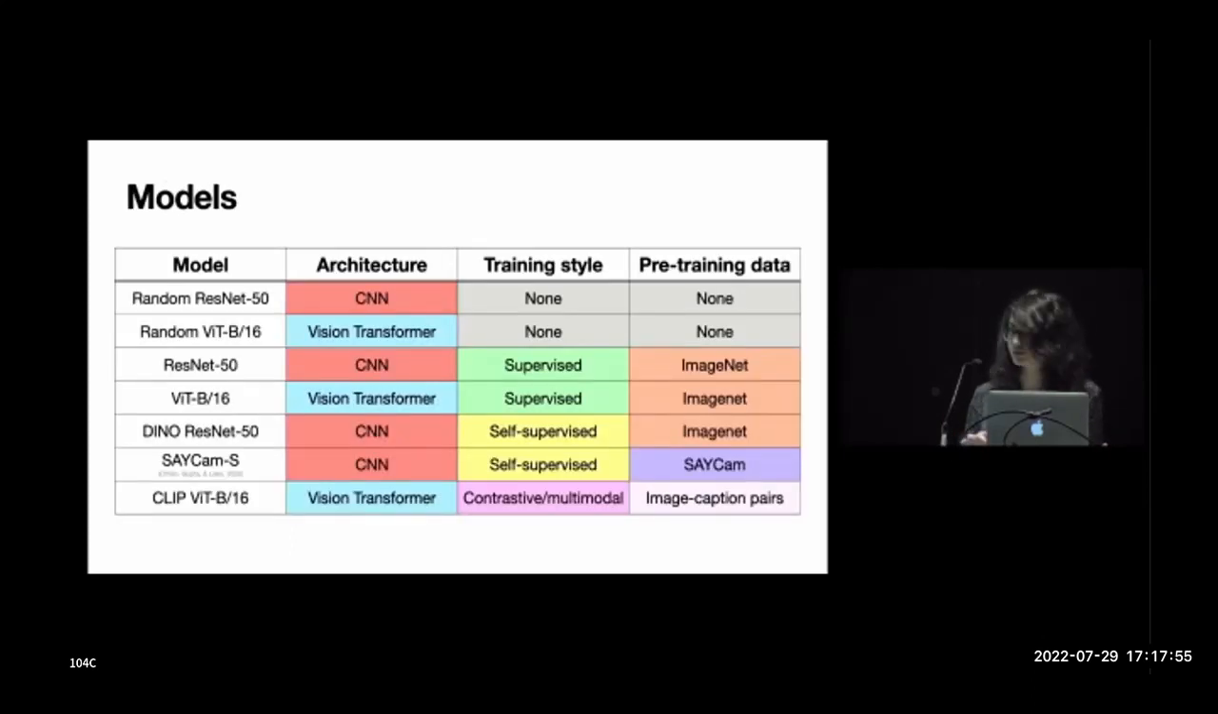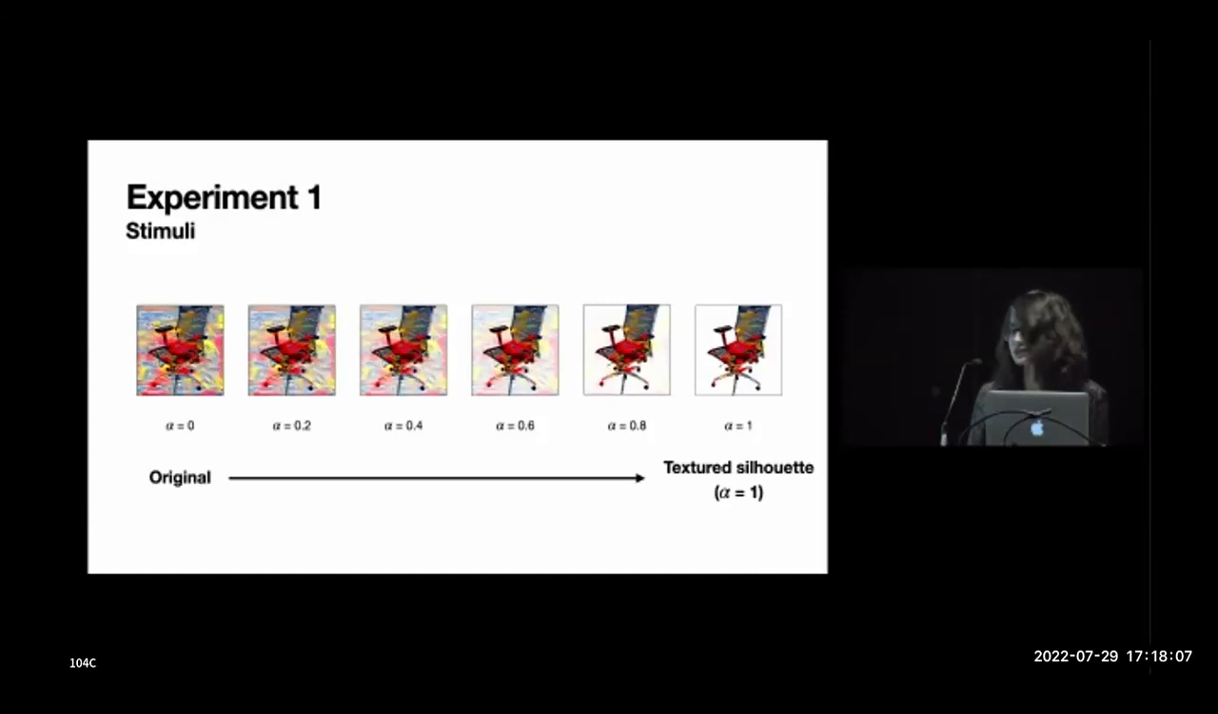As I said, we test a range of both CNN and vision transformer models, including supervised, self-supervised, and randomly initialized variants, and all the details of these can be found in the paper. And now for the experiments.